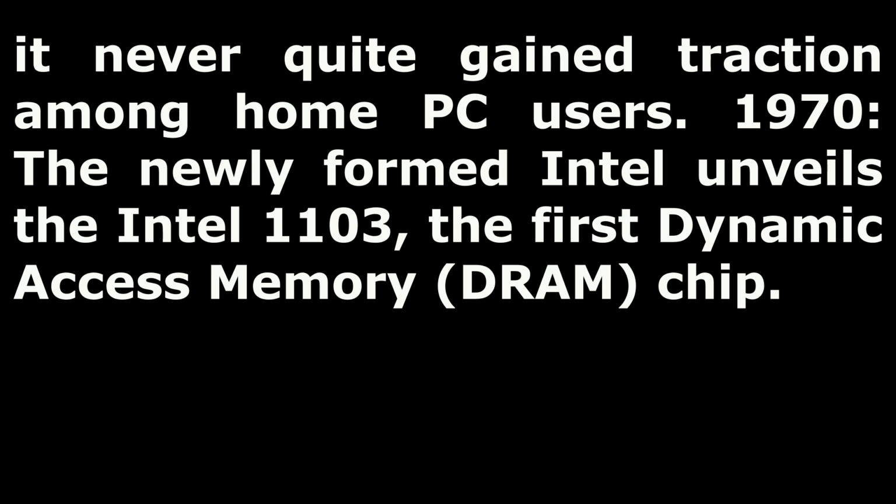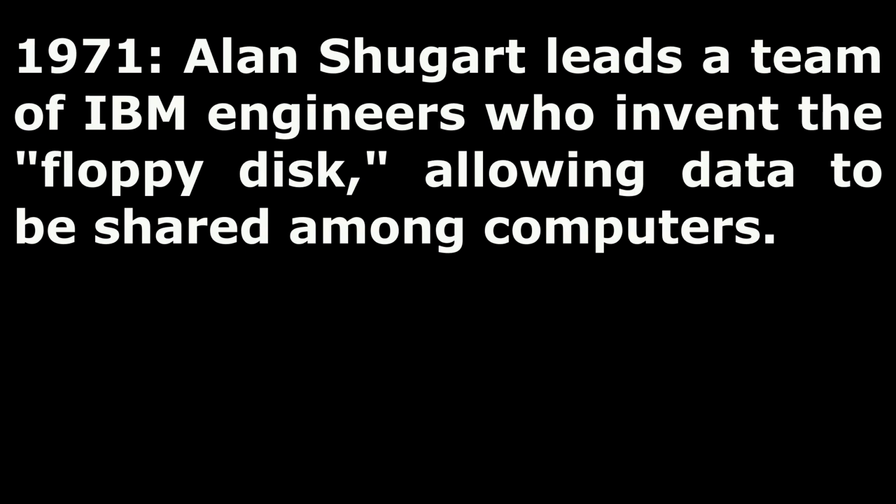1970, the newly formed Intel unveils the Intel 1103, the first dynamic access memory, DRAM, chip. 1971, Alan Shugart leads a team of IBM engineers who invent the floppy disk, allowing data to be shared among computers.